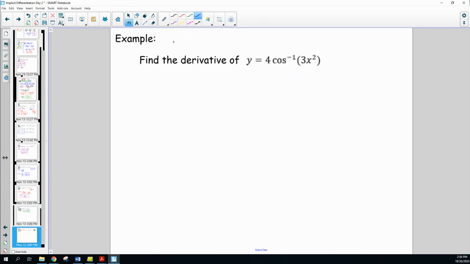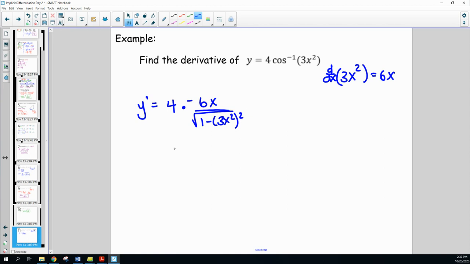Okay, and then this last one, we've got y prime. So the inner function is 3x squared. So if I wanted to find the derivative of 3x squared, I'm going to get 6x. So if the 4 is the constant, that can just be pulled outside. The derivative of the inverse cosine of 3x squared, the derivative of 3x squared we said was 6x over, and then the cosine is the square root, but it's negative, so I'm going to put the negative in front. 1 minus 3x squared squared.